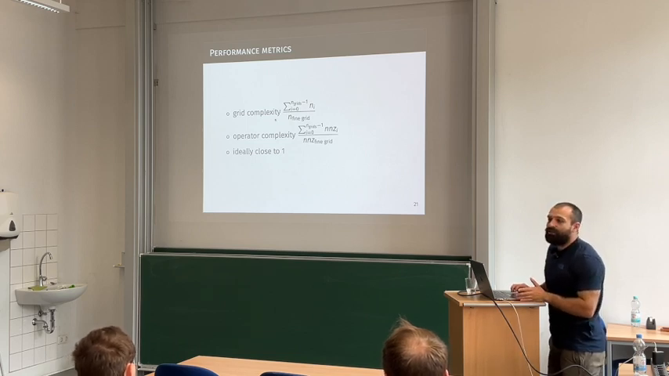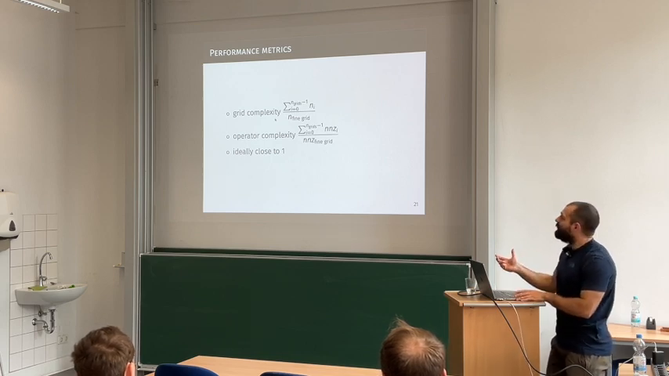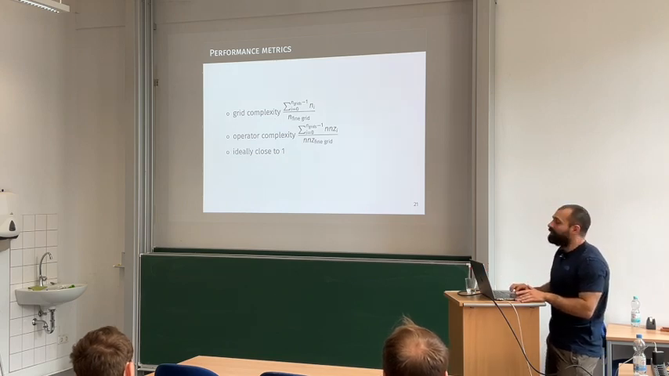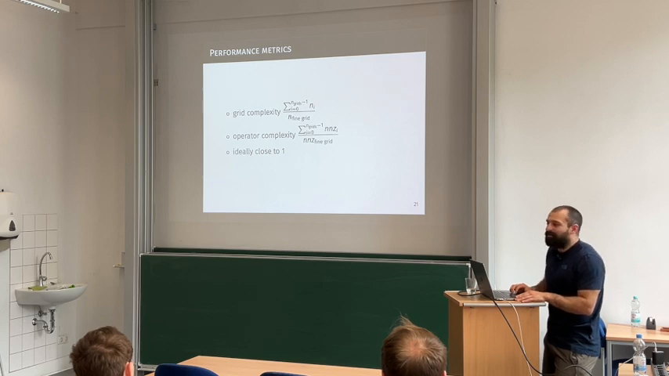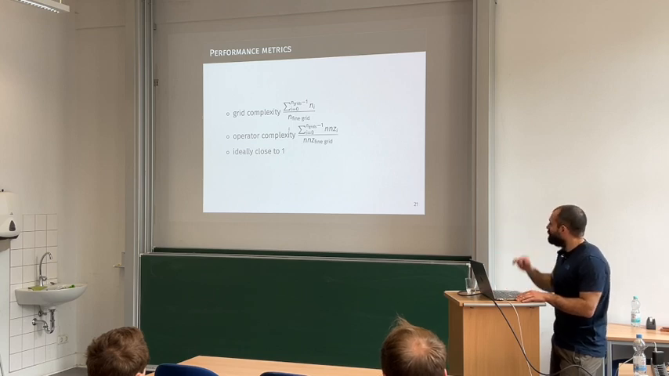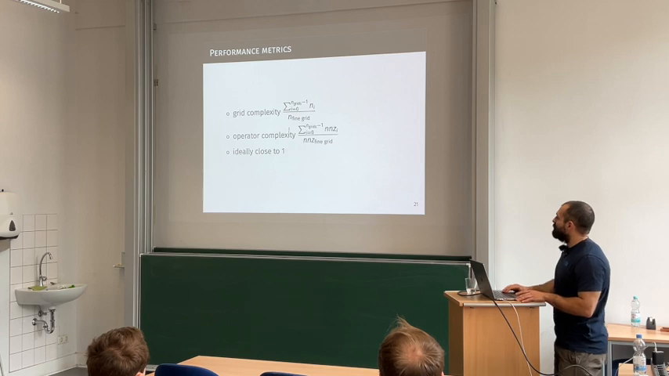Ideally, you want this as close as possible to 1, because it means that storing your grid hierarchy costs nothing. It's all dominated by your fine grid operator. But in practice, it's difficult to have this very close to 1. For example, for symmetric positive definite systems, we can have this close to 1.2, 1.3, and so it's still very, very efficient.